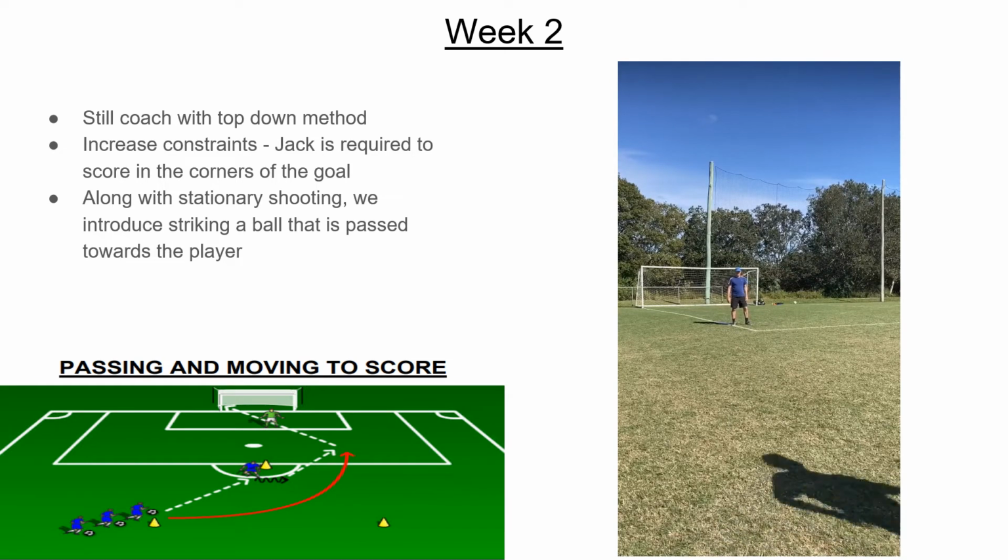Week 2. Still coaching with somewhat of a top-down method, as he's still getting used to the new skill and learning it. Increased constraints. Jack is required to score in the corners of the goal, rather than just in the middle. Along with stationary shooting, we introduce striking a ball that is passed towards the player, so he has to run onto it, as we can see here in the video.